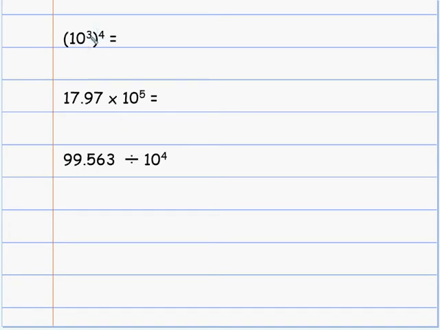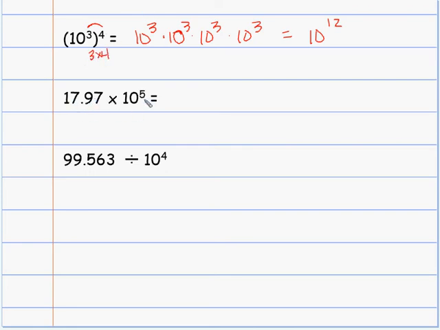So this is 10 to the 3rd times itself 4 times, and that was the power to a power rule, so it'd be 10 to the 3rd times 10 to the 3rd times 10 to the 3rd times 10 to the 3rd, which is equal to 10 to the 3, 6, 9, 12th power, which you could have also gotten right here by multiplying 3 times 4.